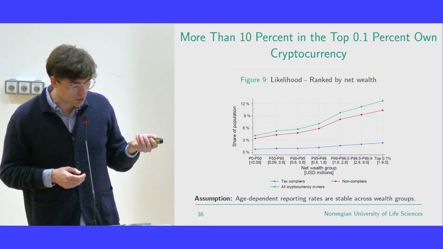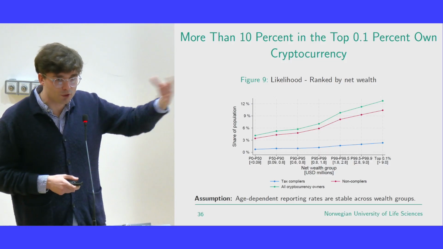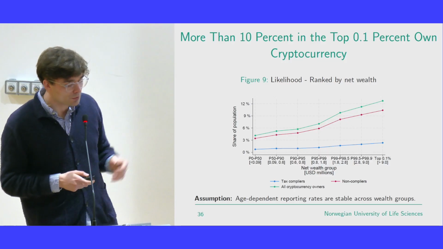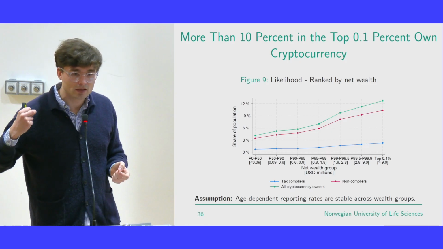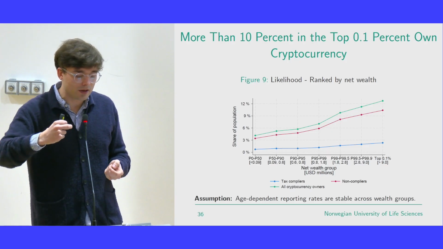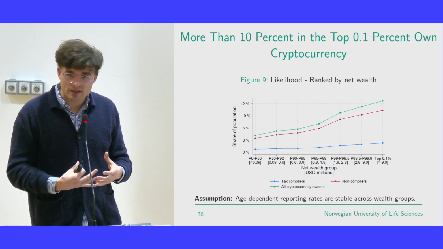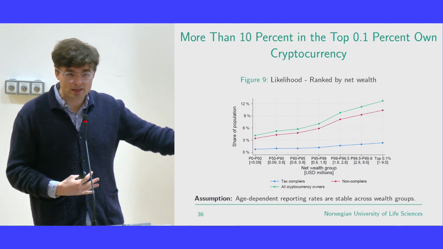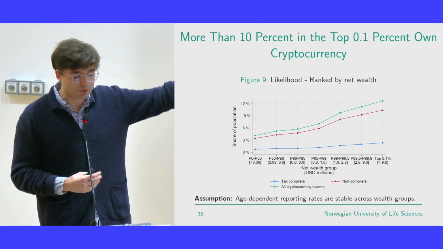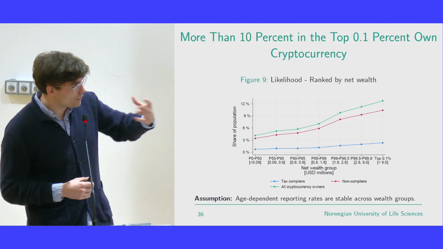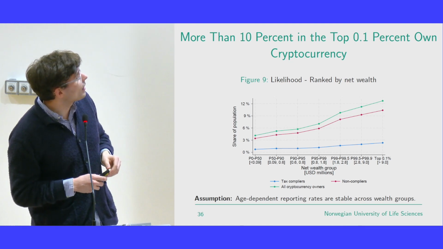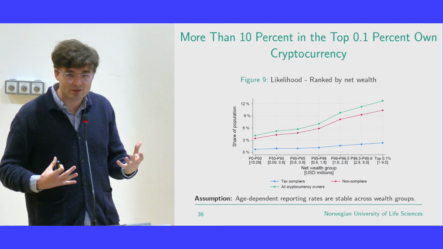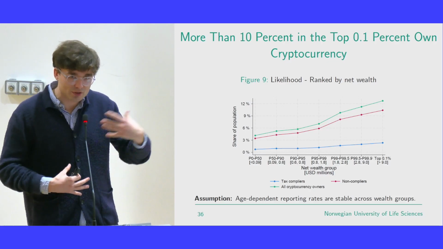The last thing I'm going to show is this distribution across wealth groups. So here's just likelihood. And we see that when we try to use this age-dependent correction rate, we find quite the same sort of wealth gradient that we did for reported cryptocurrency. We see that when we do this, we find that in the top 0.1%, more than 10% of this group seems to own cryptocurrency using this methodology.